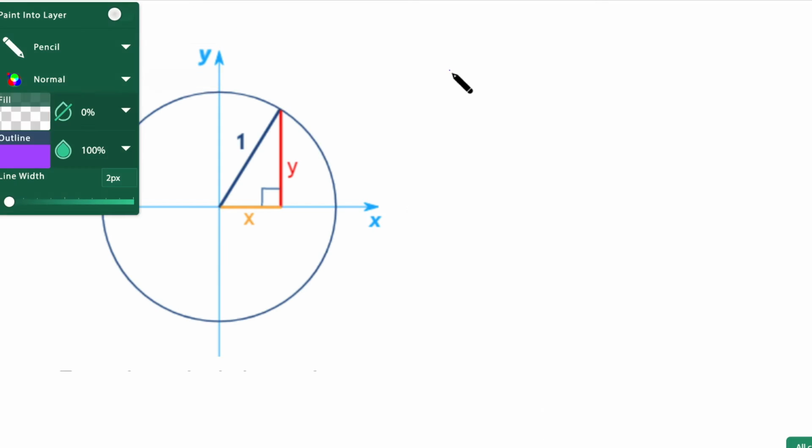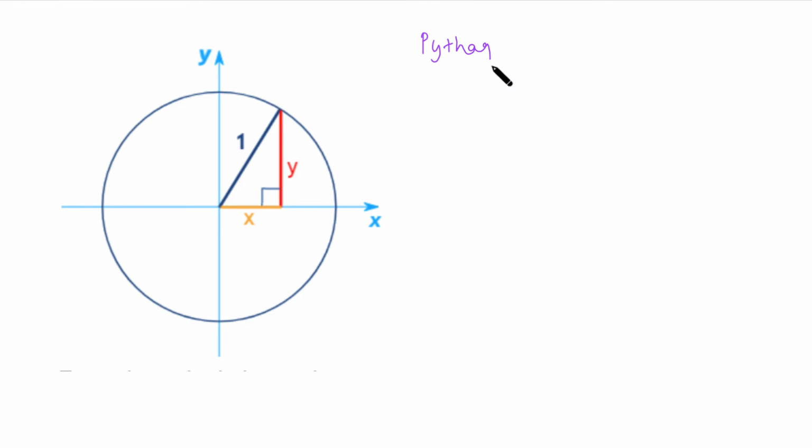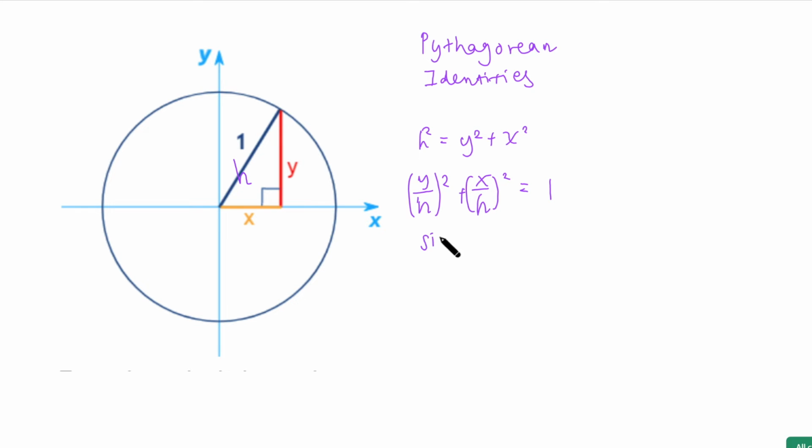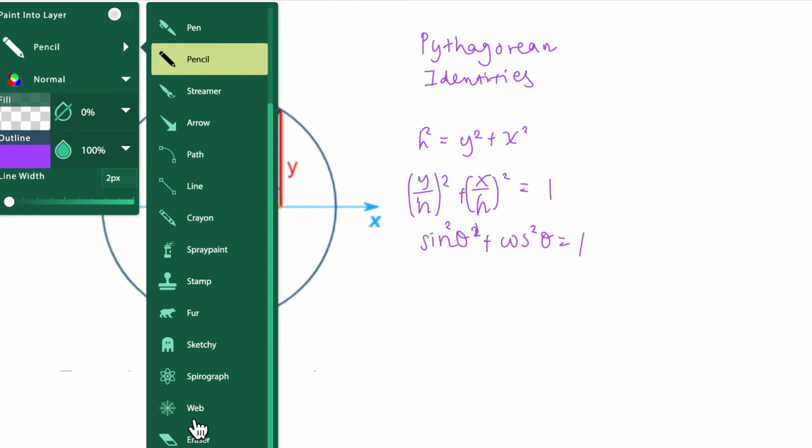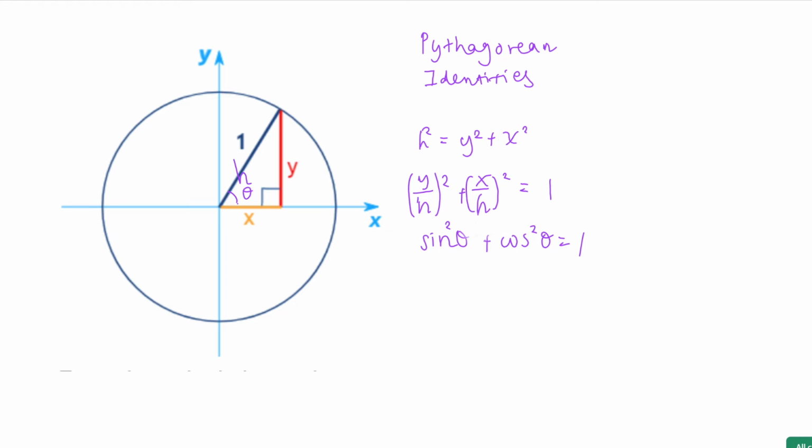Now we get into arguably the most useful set of trig identities, the Pythagorean identities, derived using Pythagoras' theorem, which is basically the square of the hypotenuse equals the square of the opposite plus the square of the adjacent. From the unit circle as shown, we can express the hypotenuse as x squared plus y squared equals h squared. Now, if we divide both sides of the original equation by h squared, we can derive cosine squared plus sine squared equals 1, which will be our first identity.